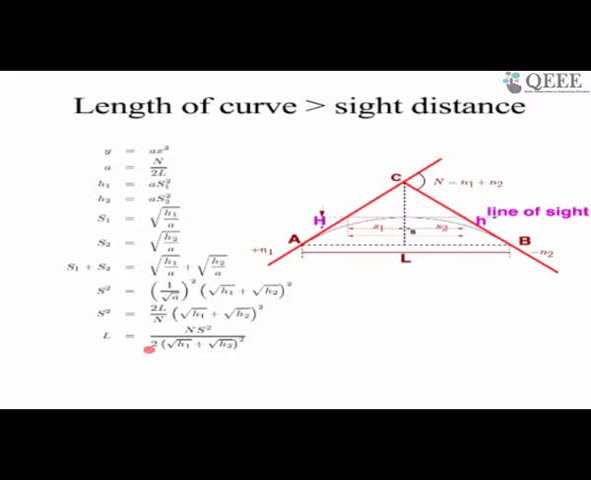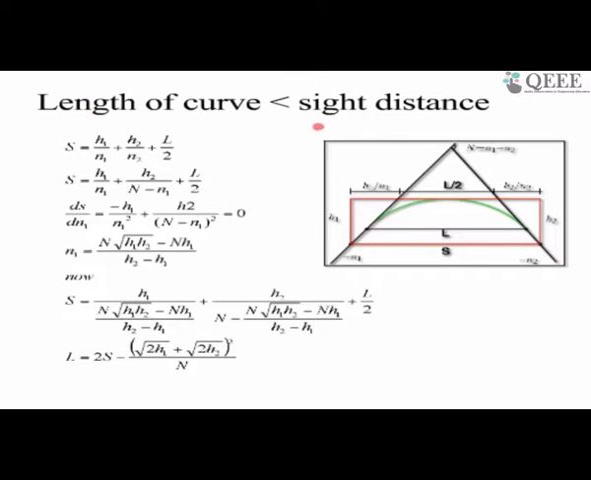Now here is the catch: we don't know the length, we are trying to find out the length, and we have assumed that the length is more than the sight distance. So in this process, if we find that the obtained L is actually less than the sight distance, this process fails. So we need to look into the other process, which is when the length of the curve is less than the sight distance.